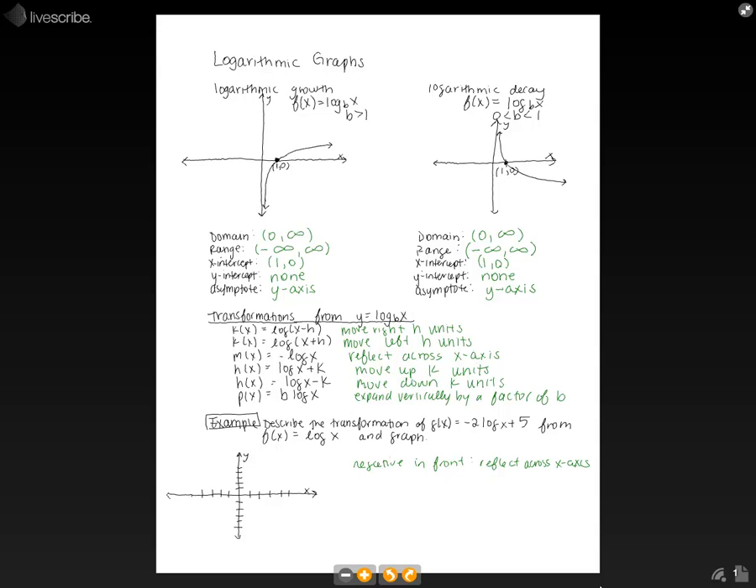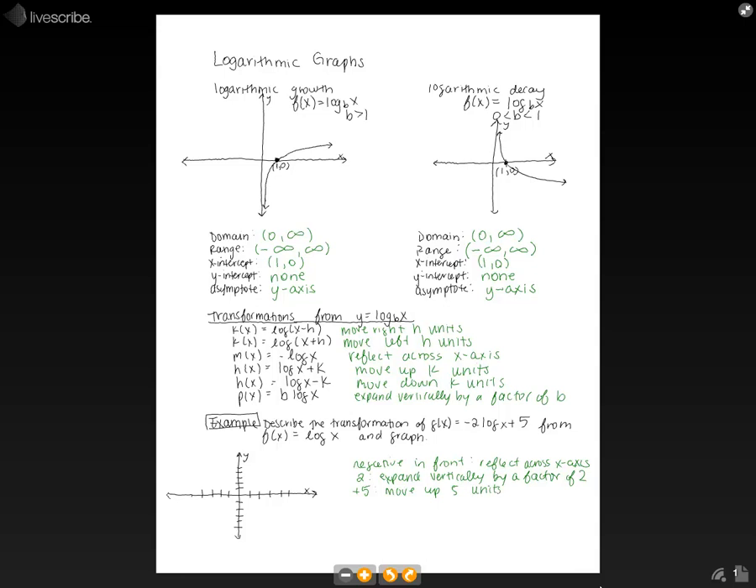The 2 times the log of x, we can use the last transformation we used, which was p of x equals b times log of x. So this means we're going to expand vertically by a factor of 2. And the plus 5 on the end, we will use the h of x equals log x plus k rule, and we will move up 5 units.